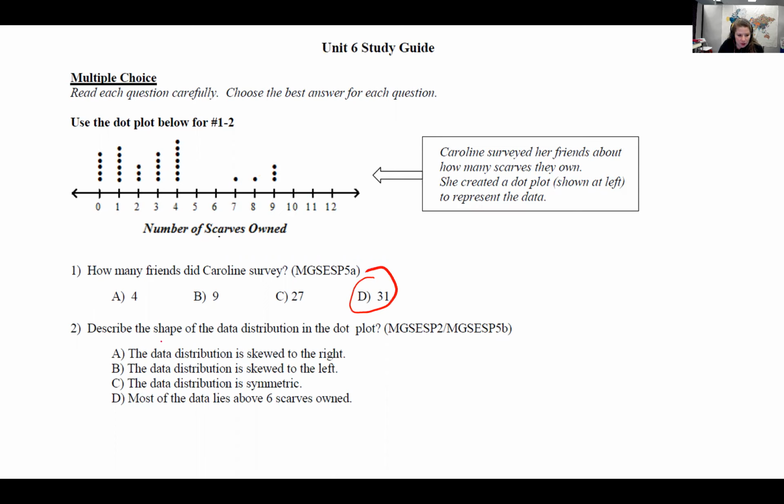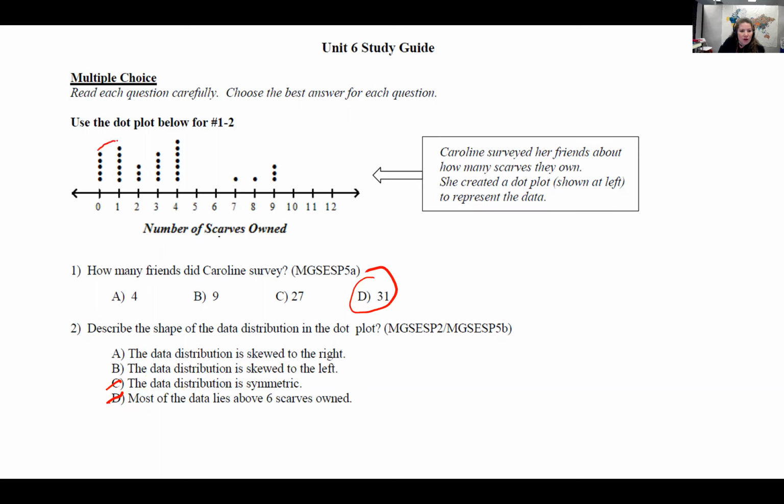All right, number two, describe the shape of the data distribution in the dot plot. Now this one isn't as obvious to me as some of the others we've looked at, so let's see if we can eliminate some of our answers. At the bottom it says most of the data lies above 6 scarves owned. Well, that's not true because that's only 5, right? The data distribution is symmetric. We definitely know that's not right. So we either have to pick that it's skewed to the right or skewed to the left.